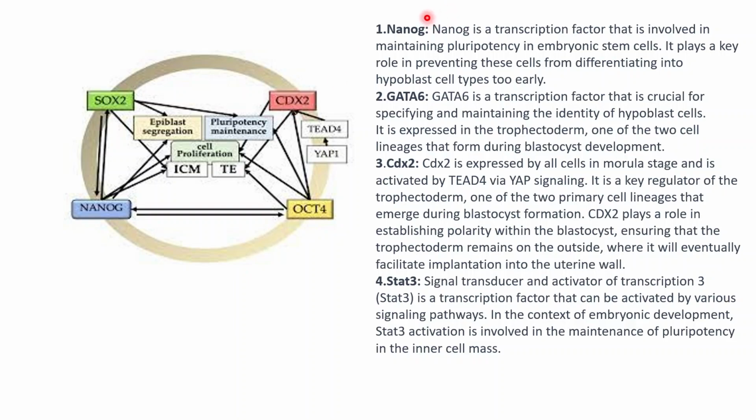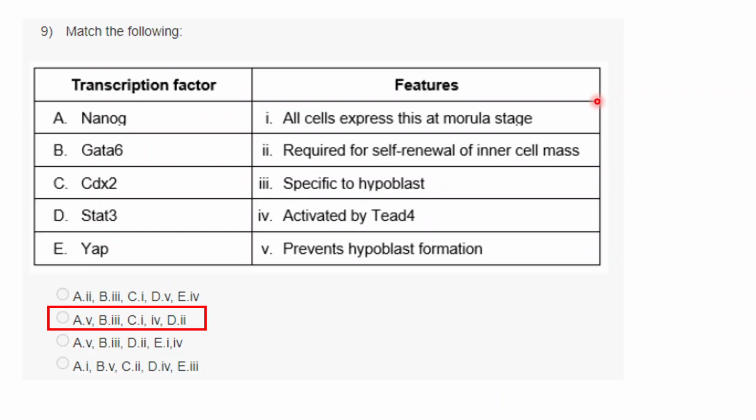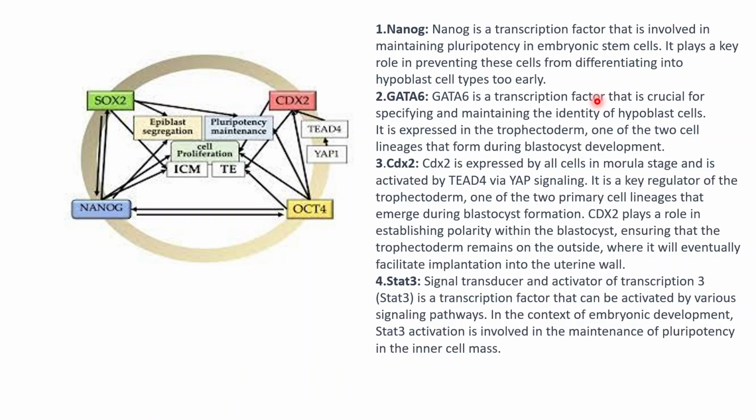So let us visit these transcription factors one by one. NANOG is a transcription factor involved in maintaining pluripotency in the embryonic stem cells. It plays a key role in preventing these cells from differentiating into the hypoblast cell types too early. So it maintains stemness, it prevents hypoblast differentiation. So the first option would be prevents hypoblast differentiation. Correct. GATA6. GATA6 is a transcription factor crucial for specifying and maintaining identity of the hypoblast. GATA6 is just opposing the NANOG.